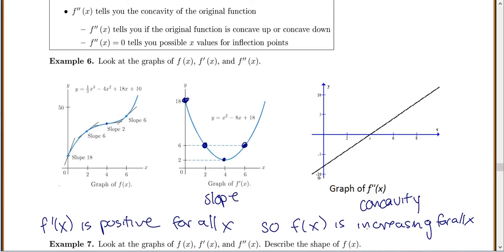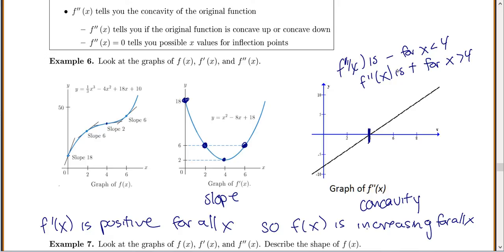Okay, let's see. And now when you look at your second derivative, notice your second derivative is negative up to 4 and then positive. So f double prime of x is negative for x less than 4, and f double prime of x is positive for x greater than 4. So that means concave down for x less than 4, and concave up for x greater than 4.